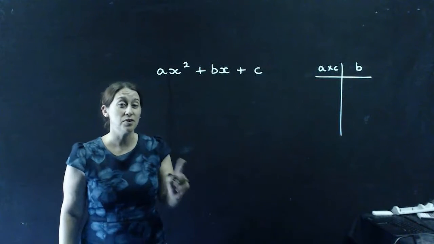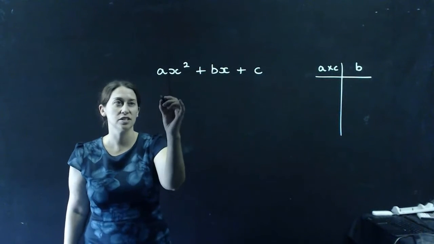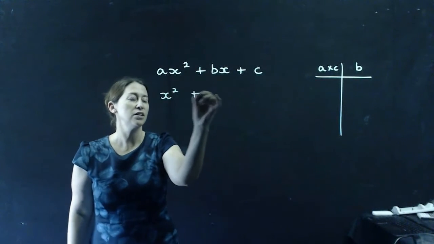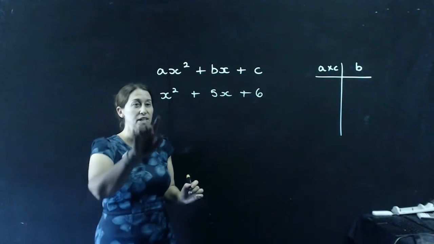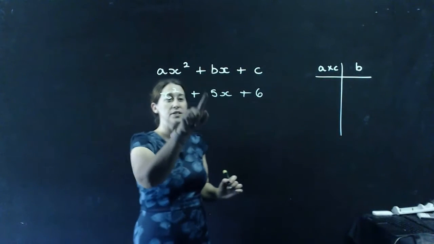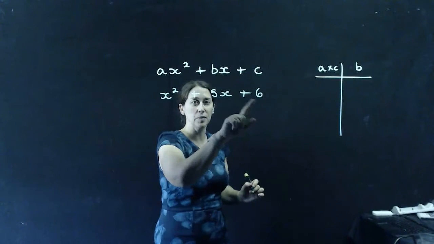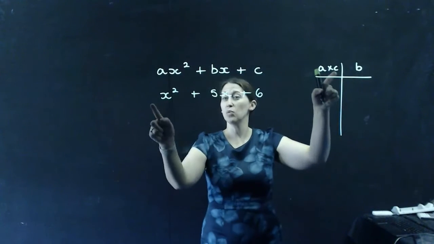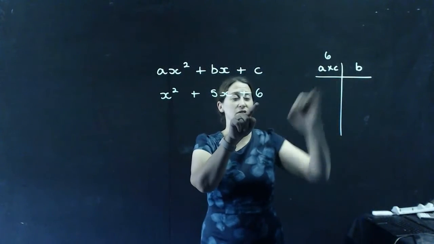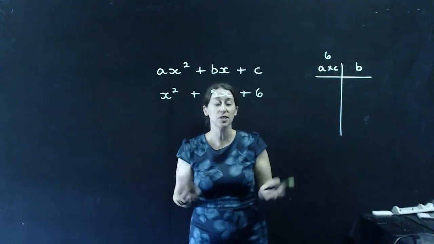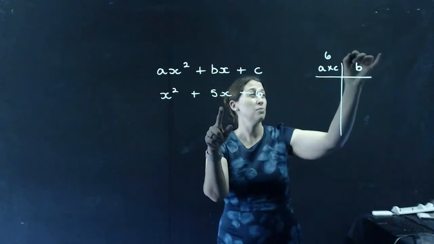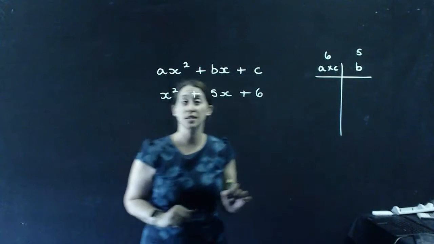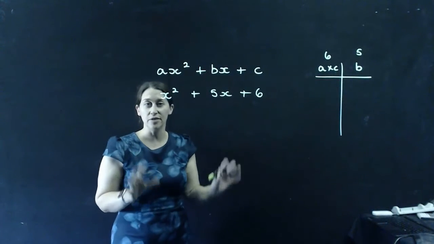So let's start with a very basic quadratic equation. Let's do x squared plus 5x plus 6, and we're going to factorize this. As we can see, a is 1, b is 5, and c is 6. So a times c is 1 times 6, which is 6. I'm looking for two numbers that multiply together to make 6 and that, when added, make positive 5, because that's the value of b.